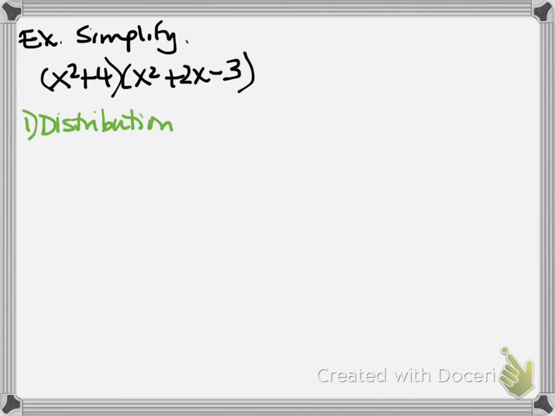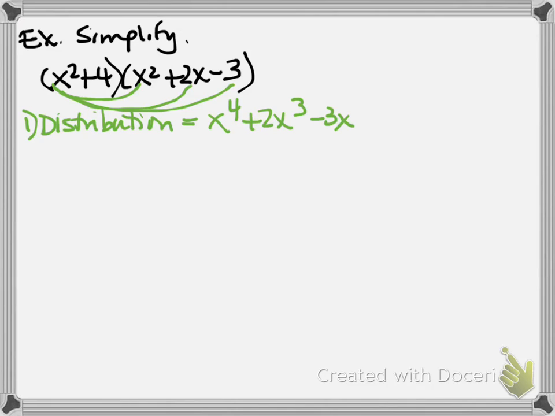So with distribution, we take one term in the front polynomial and multiply by everything in the second one. So I'm going to multiply x squared times x squared, which gives me x to the fourth. I'm going to multiply x squared times 2x, which gives me 2x cubed. I'm going to multiply x squared times negative 3, which is negative 3x.